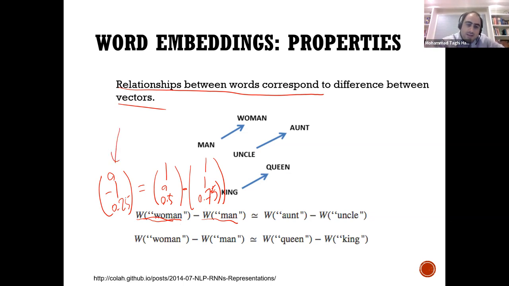So this was the vector for woman, this is the vector for man, and I just take the difference. I want this difference to be almost equal to W of aunt minus W of uncle, because in some sense the difference between these two cases should be the same as the difference between woman and man. Or I want the vector of woman minus the vector of man to be almost equal to W of queen minus W of king. So these are difference vectors, and these vectors should have similar values.